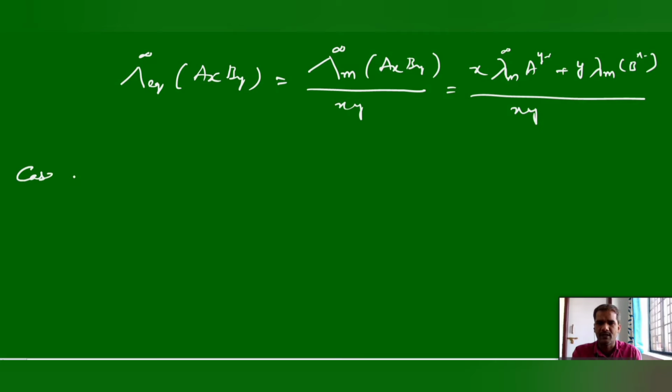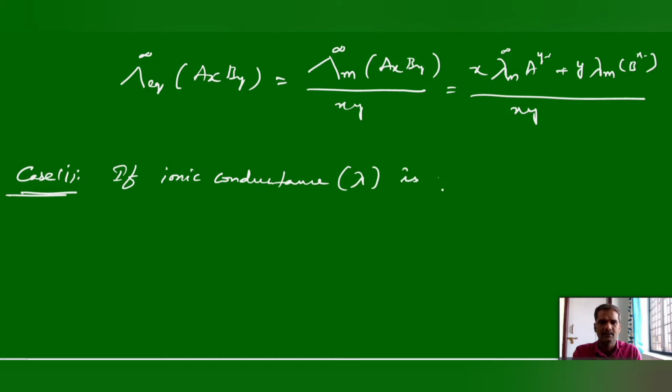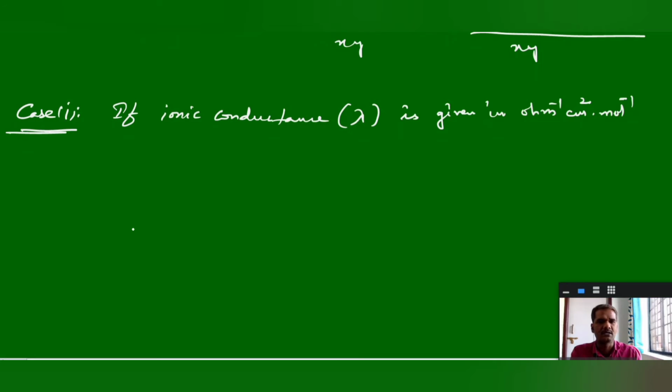Let me take case 1. We should take a little care here. If the ionic conductance, lambda, is given in ohm inverse centimeter square mole inverse, this is one case, and the second case it may be given in ohm inverse centimeter square equivalent inverse. In that case, if this is the one, then the formulas will become like this. Let us take examples directly.